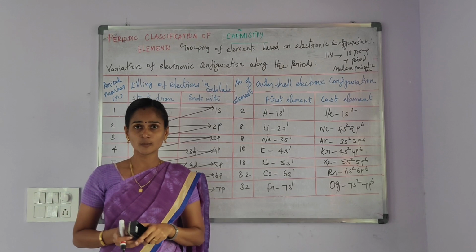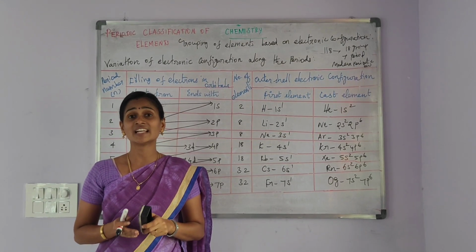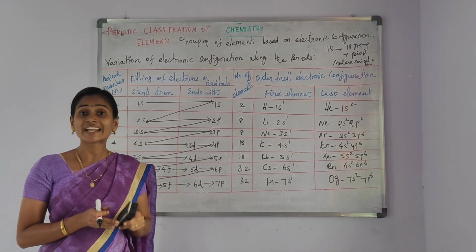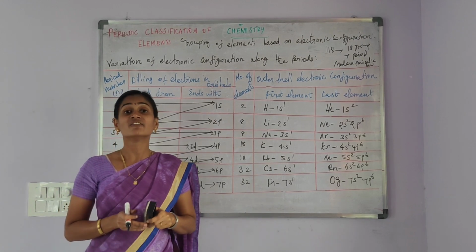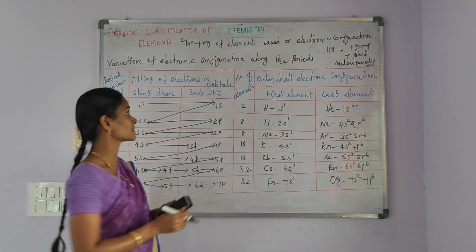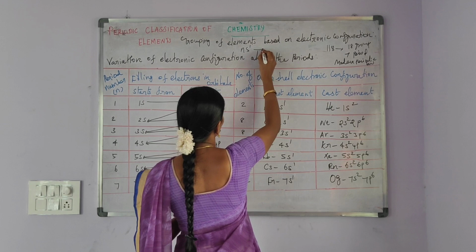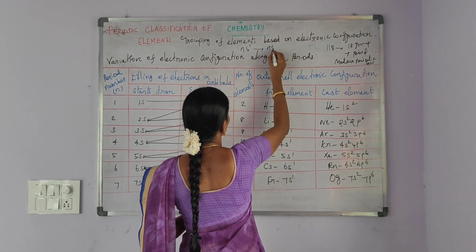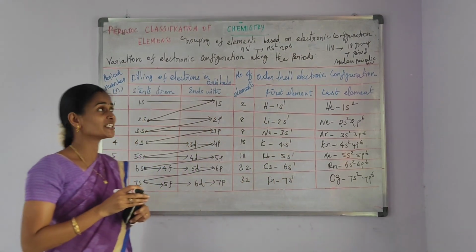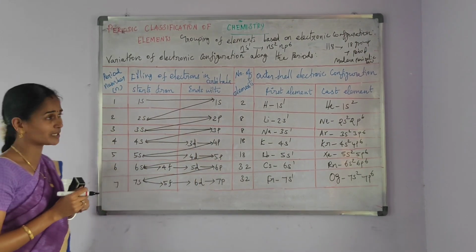We already know the period starts with the element which possesses the electronic configuration ns1 and the period ends with the element which possesses the electronic configuration ns2 np6. The element starts with ns1 in the period and ends with the electronic configuration ns2 np6. Here n represents the period number.